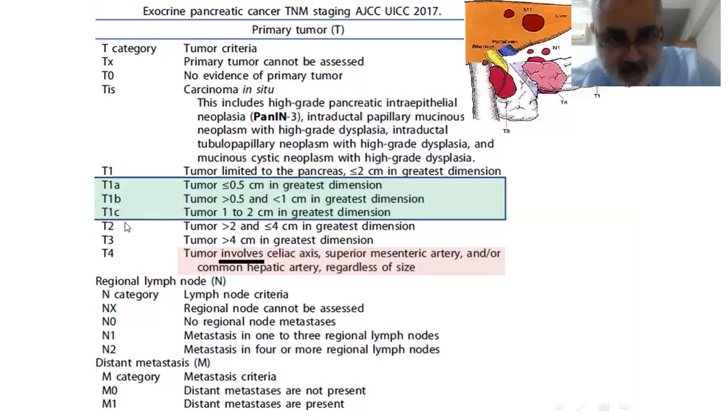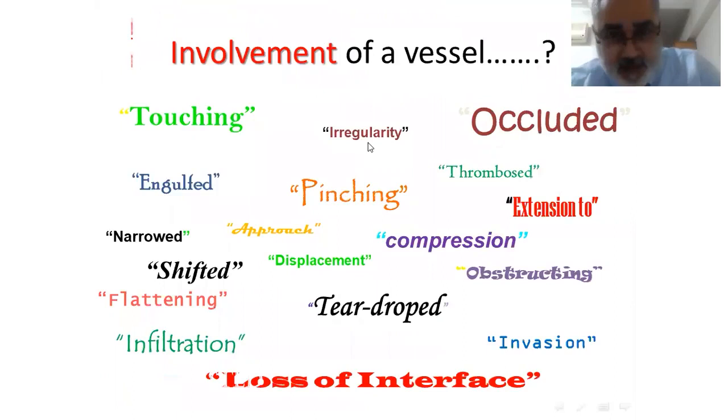Stage T2 is for tumors between 2 and 4 centimeters. And T3 are tumors larger than 4 centimeters in the greatest dimension. And T4 tumors involve the celiac axis, superior mesenteric artery, and or common hepatic artery, regardless of the size. We should stress the term involves. What is meant by involvement of the vessel? Is it touching the vessel, or irregularity of the vessel at the site of the tumor, or occluded vessels, thrombosed vessels, engulfed vessels, narrowed, compressed, obstructing the vessel, teardrop invasion, flattening?